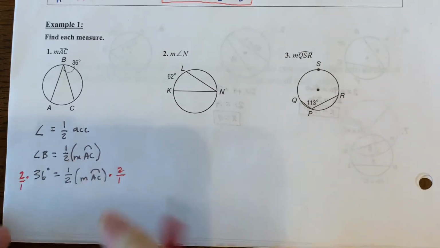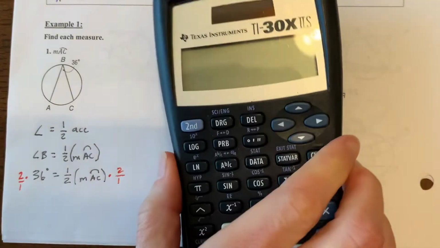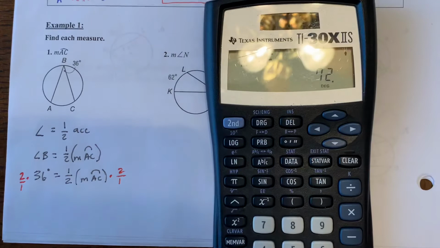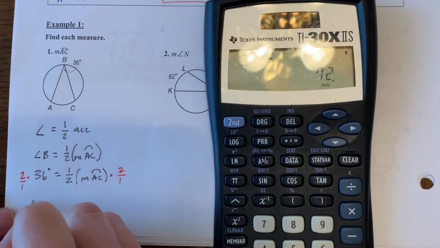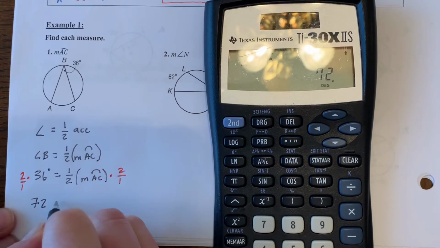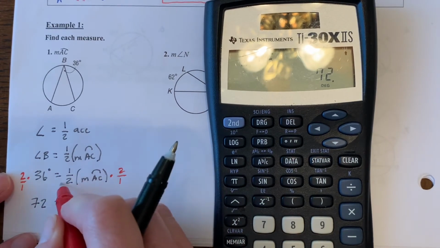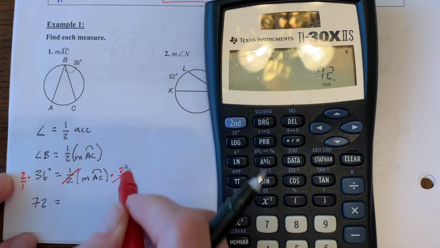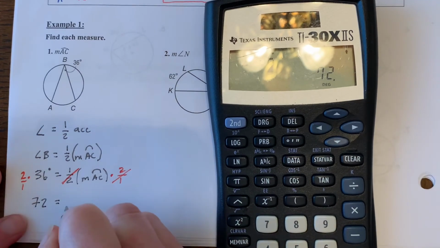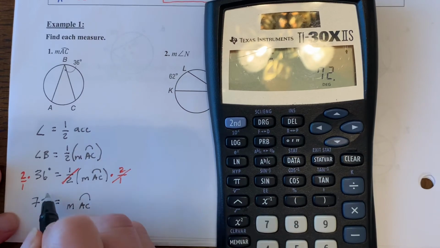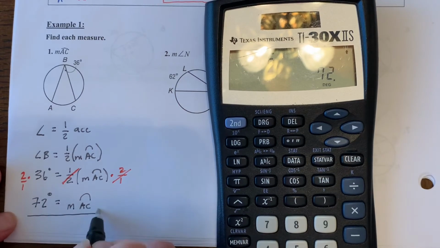Now, 2 divided by 1 is just 2. So on the left-hand side, I have 2 times 36. That equals 72. On the right-hand side, half of 2 is 1, and 1 times the measure of arc AC is the measure of arc AC. So the measure of arc AC is 72 degrees.